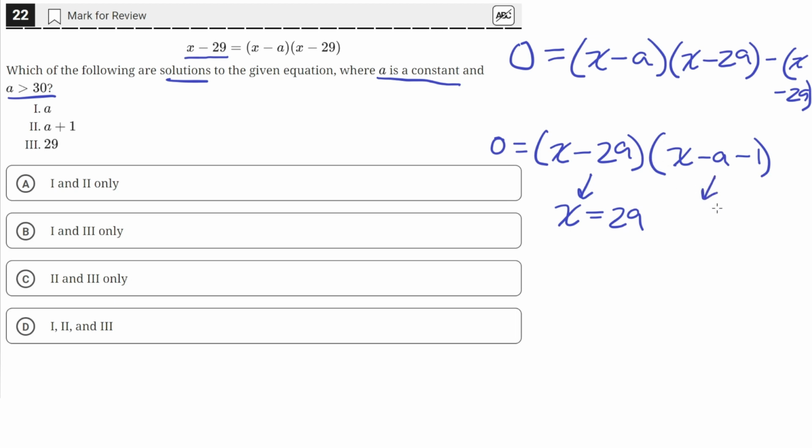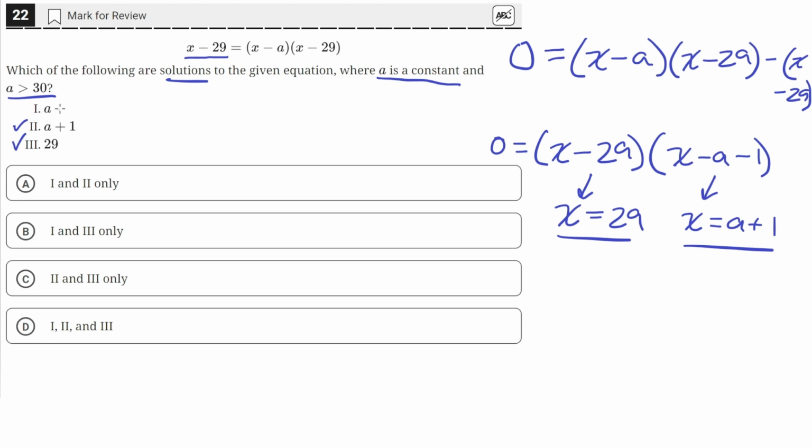And then from here, the solution is x equals a plus 1. Because when x equals a plus 1, a minus a is 0, and then 1 minus 1 is 0. So then this right-hand side, 0 times this quantity, will still be 0. So that satisfies the equation as well. And so that's answer choice B, as answer 2 and 3, which are these two solutions.